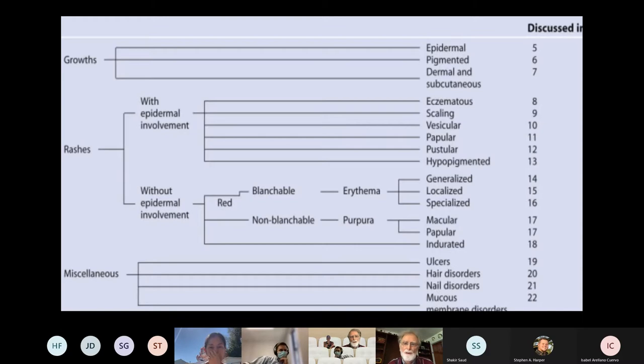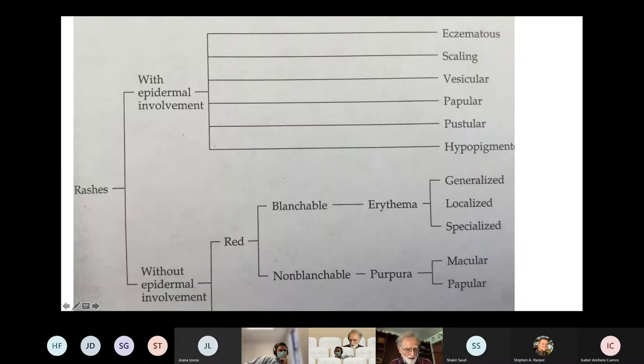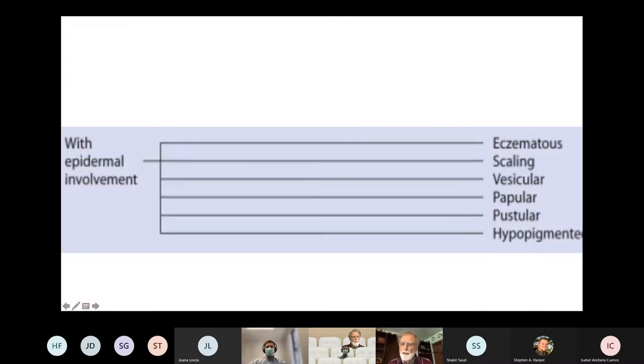This is the whole universe of dermatological problems. So growths and miscellaneous, we're not going to spend any time on. What we're going to spend time on are rashes to start with. I'll get to growths, believe me. But we're going to start off with rashes. And the world of rashes is broken down to with epidermal involvement and without epidermal involvement. And there are six kinds of epidermal involvement.